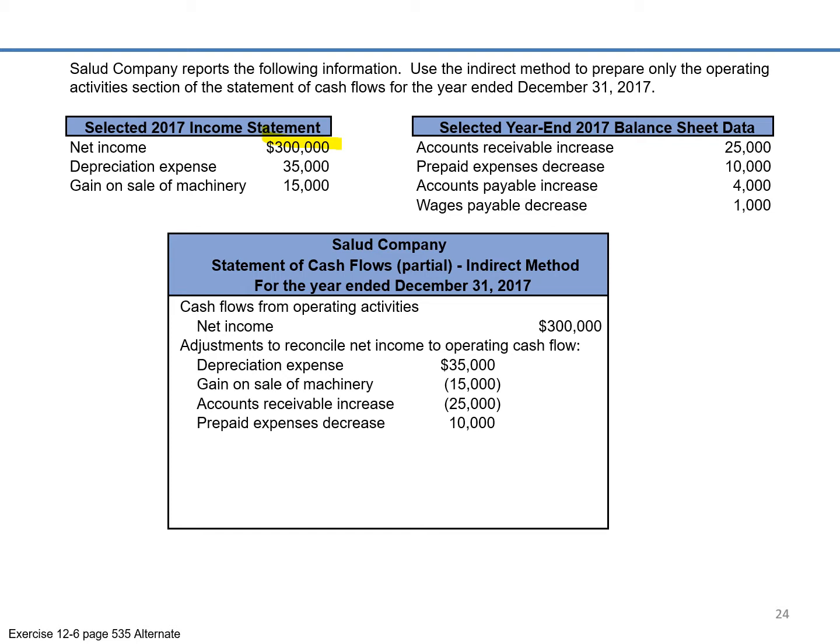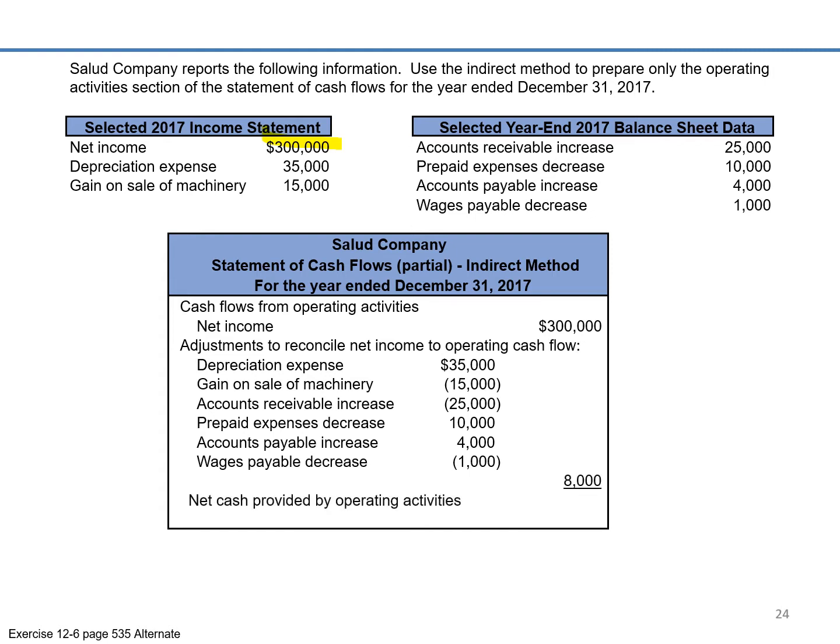Accounts payable increases in liability accounts work the same way with cash. So they also increase your cash, so +4. Wage payable decrease, that means you paid them, which means you have less cash. Decreases in liabilities also decrease cash. Net cash provided by operating activities is $308,000.